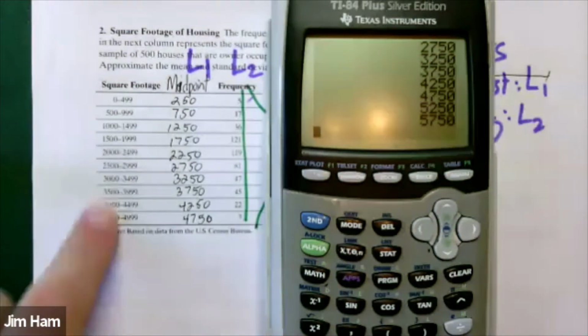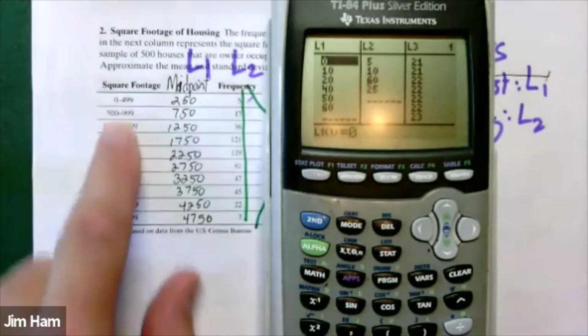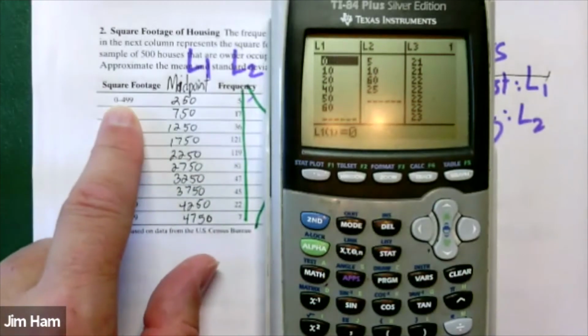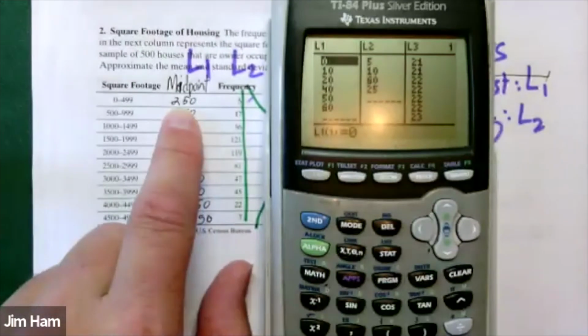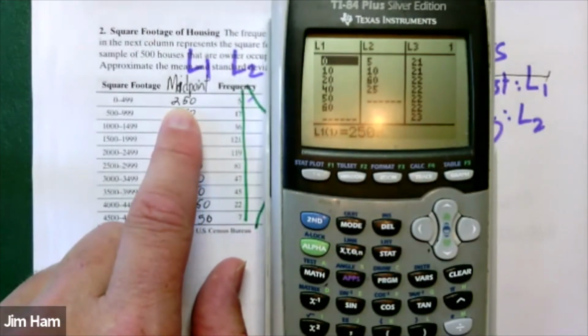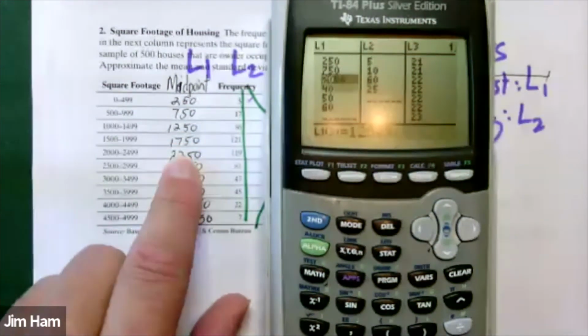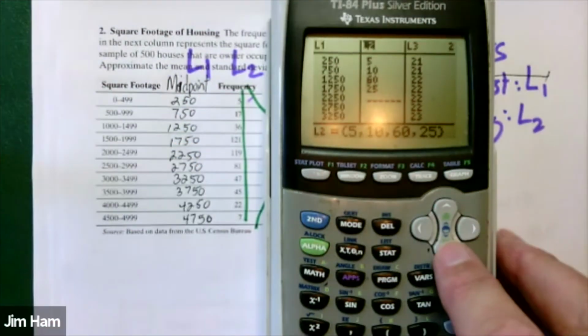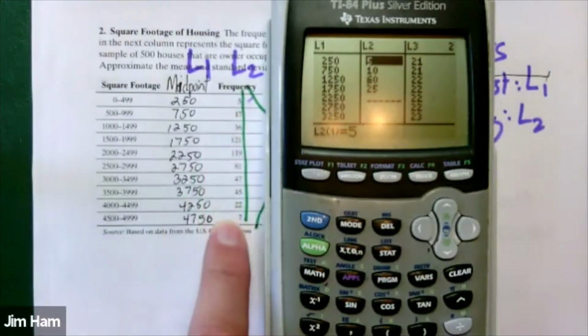So I will do it here, and you can do it along with your calculator as well. If you go and enter in data, we can't put a range of numbers in L1. We have to put one value, and that's why we have to go to the midpoint. So start typing in the midpoints, 250, 750, and so on. All right, then we're going to use the frequency numbers here in L2.